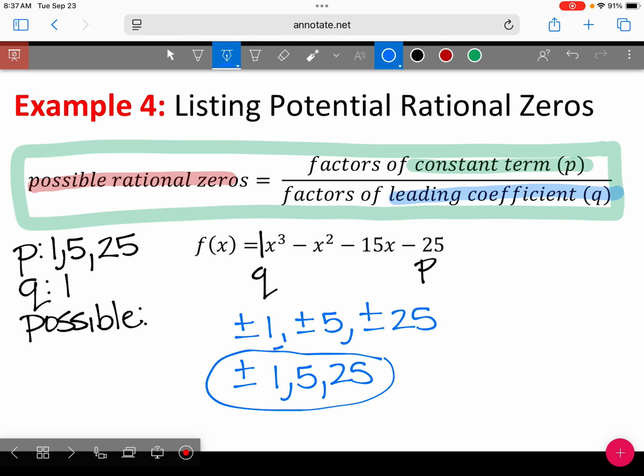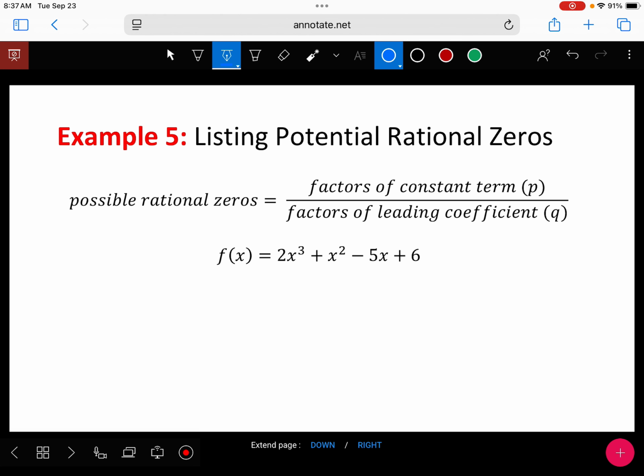And then later on, I don't know if we'll get to it today, we might get to it today, we will actually practice finding what those zeros are. All right, any questions? All right, let's do another one. Go ahead and just copy down this function here, and then we'll do our P over Q test.